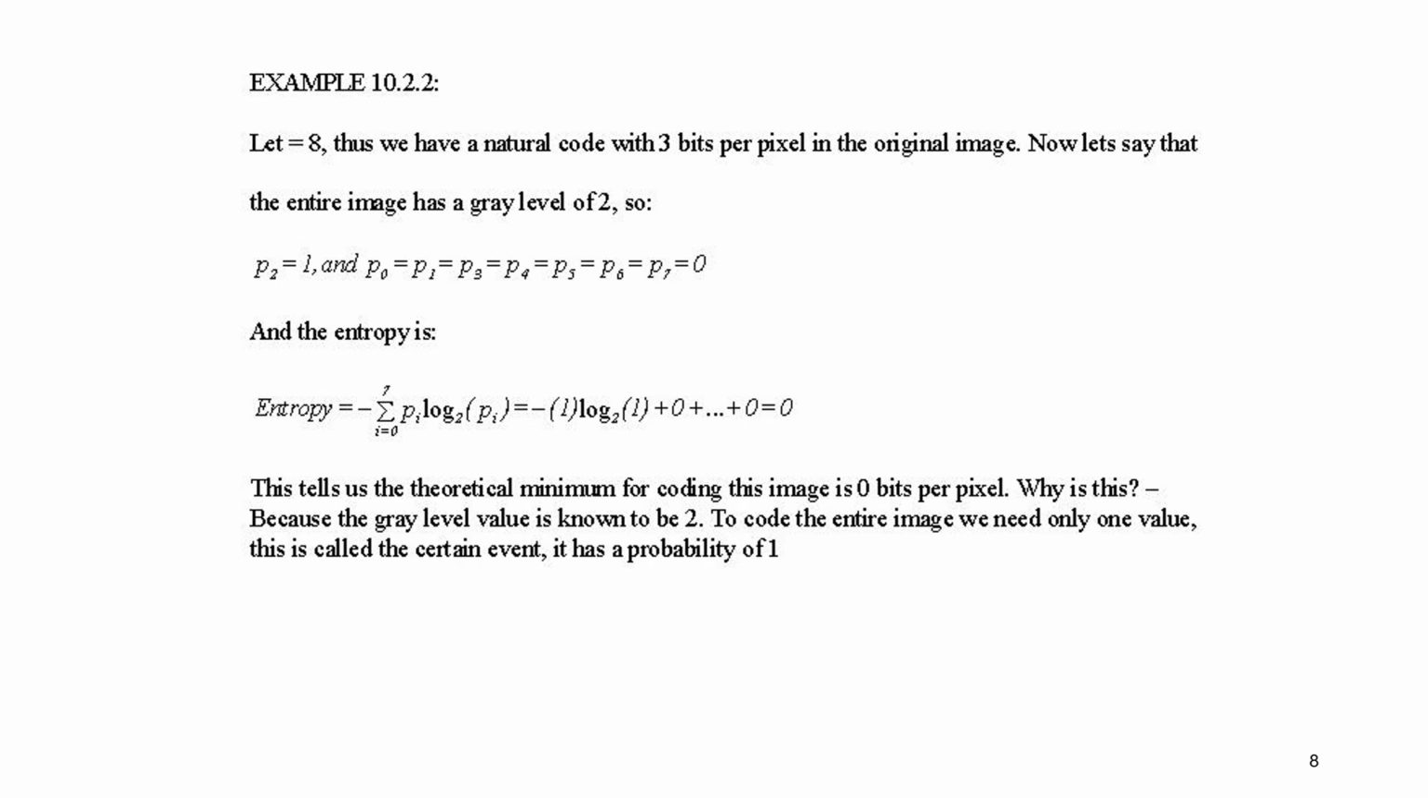Why is this? Because the gray level value is known to be 2. To code the entire image, we need only one value. This is called the certain event. It has the probability of 1.